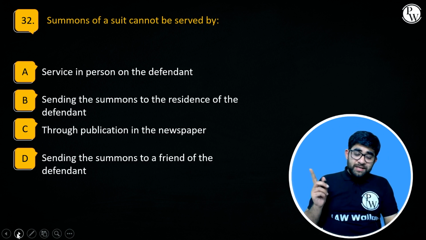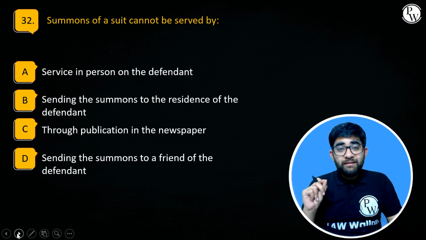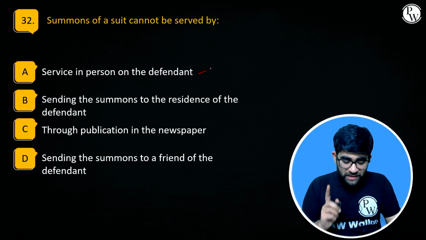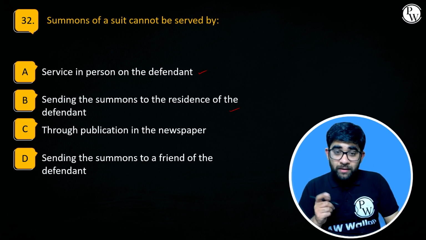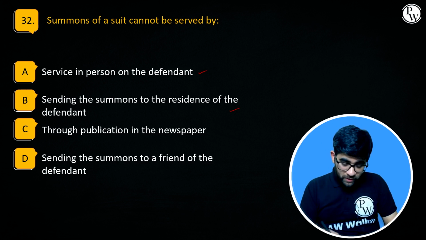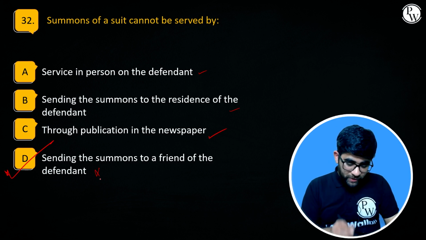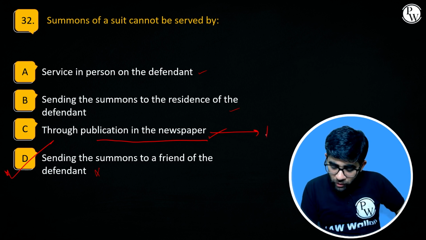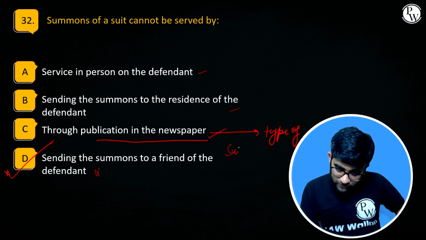Next, summons of a suit cannot be served by service in person on the defendant. It can be done. Sending the summons to the residence of the defendant can be done. Through publication in the newspaper can be done. Sending the summons to the friend of the defendant. This all can be done, but this is your right answer. This cannot be done. Now, publication in a newspaper is a form or a type of substituted service.